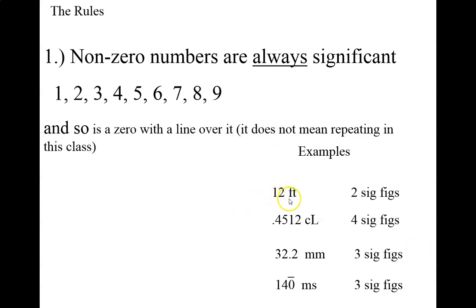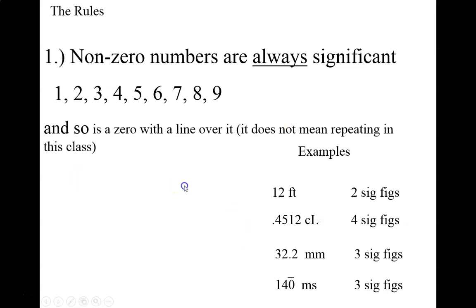So the 1 and the 2 are sig figs. The 4, 5, 1, 2, they're all sig figs. These are 3 sig figs, the 3, the 2, and the 2. And here we've got the 1, the 4, and the 0. And I'm telling you with the line over the 0 that 0 is a sig fig. So that gives me 3 sig figs in that number. Okay, so that's rule number 1.